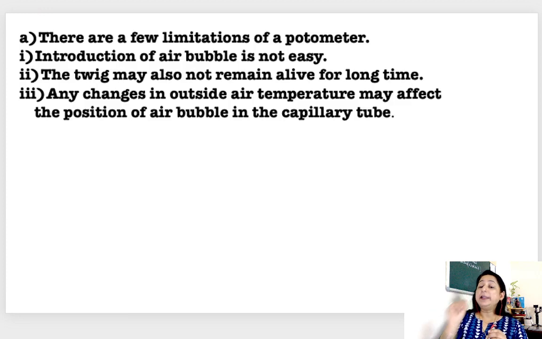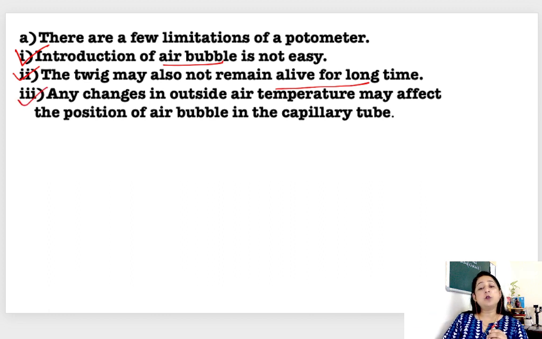Then limitations of the photometer. It is a separate 2-mark question when they ask you what are the limitations of a photometer. Introduction of air bubble is not easy at all, of course. That is the most tedious process. The twig may not remain alive for a long period of time. जो भी twig हमने लिया है बहुत देर तक जरूरी नहीं है कि वो twig जो है alive रहे. So the experiment may stop.